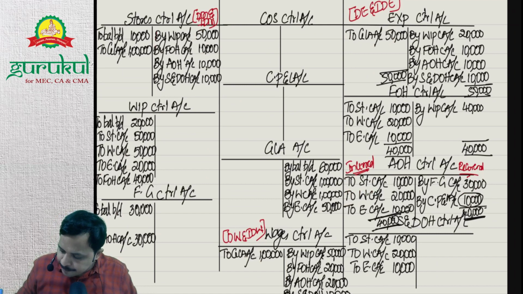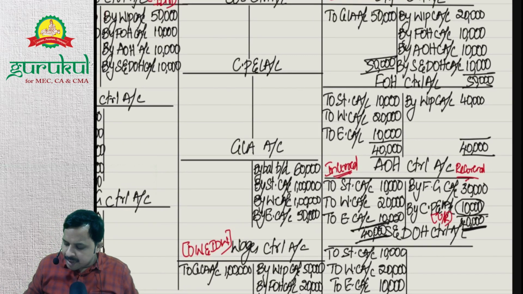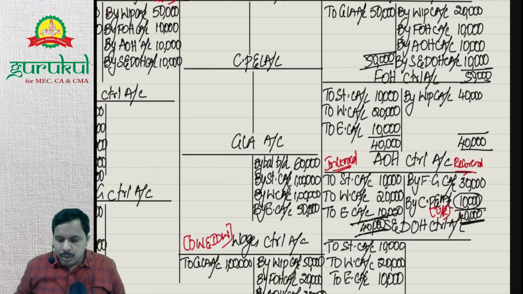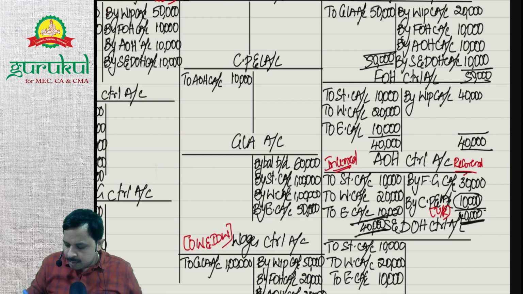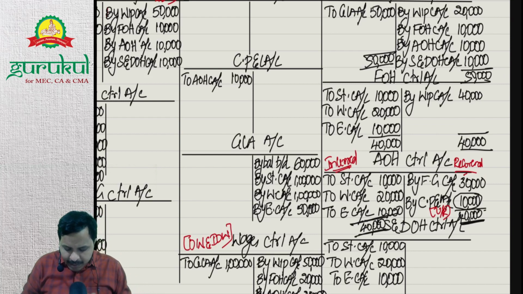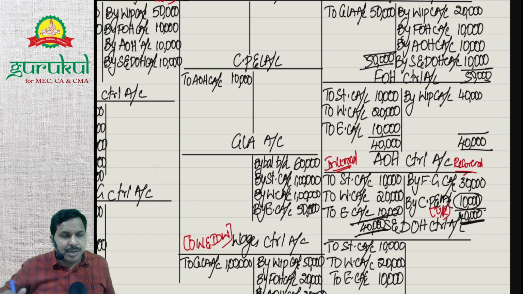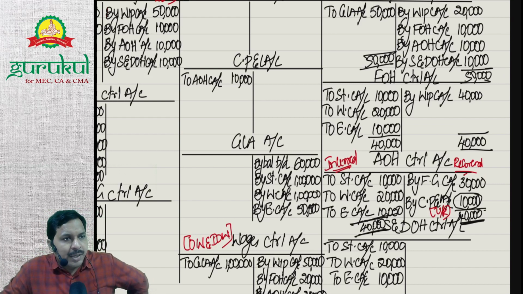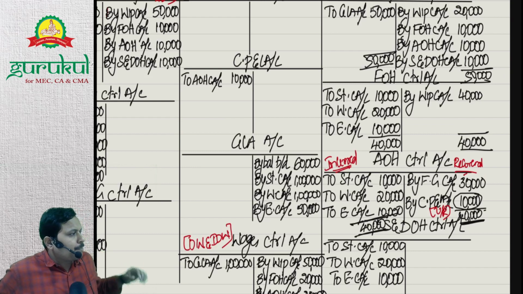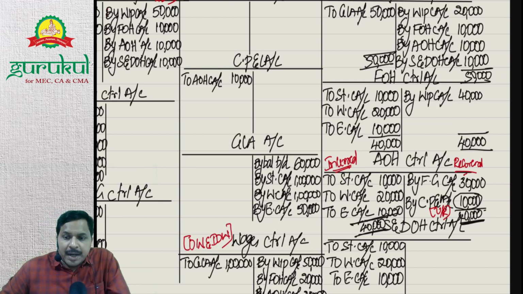Under recovery. So by costing P&L account, 10,000 under recovery. Now, the entry is what? Costing P&L account debit to administration overhead control account, 10,000. So this entry is for administration overhead under recovered. If we carry forward, there is no entry for it.